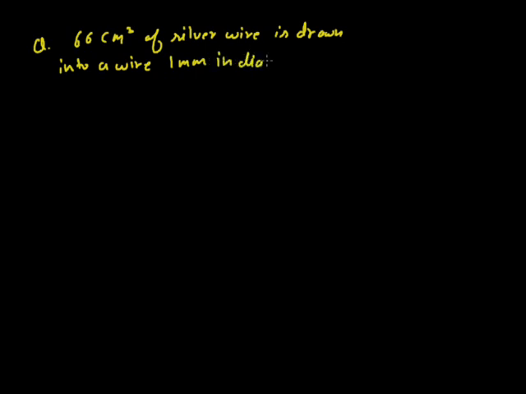66 centimeter cubic of silver is drawn into a wire 1 millimeter in diameter. Find the length of the wire.